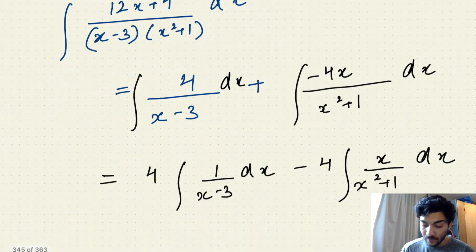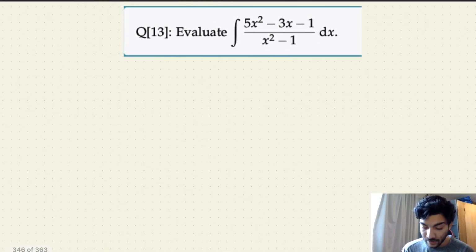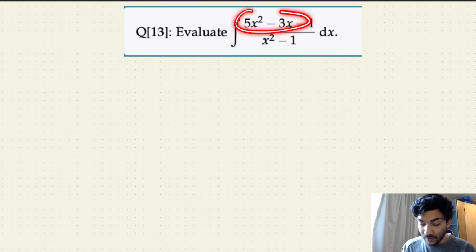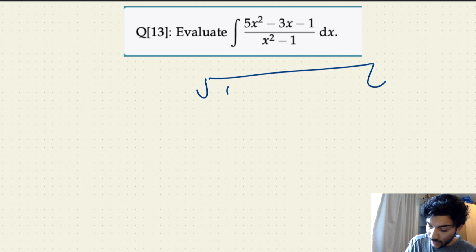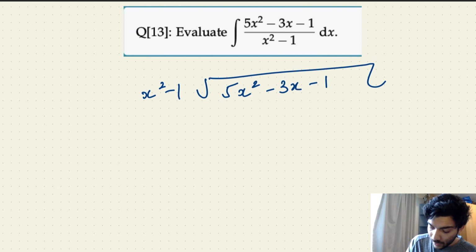So now we'll have to further simplify this expression so that we can have at most a 1 degree polynomial in the numerator of this expression. So what we'll do is we'll use long division to do that, and we'll divide this expression with x square minus 1. So if we divide this expression with x square minus 1, it would be simply dividing 5x square minus 3x minus 1 by x square minus 1. And you would be already familiar with the long division method, right?